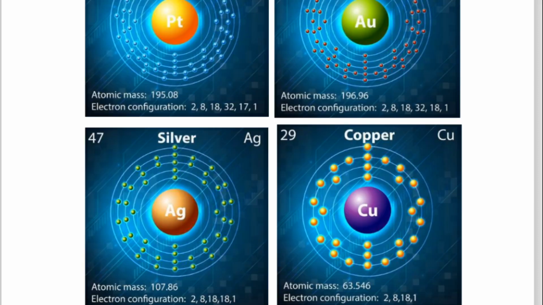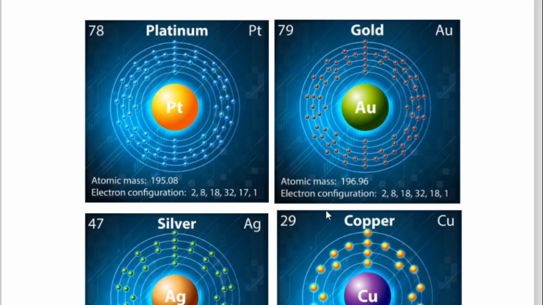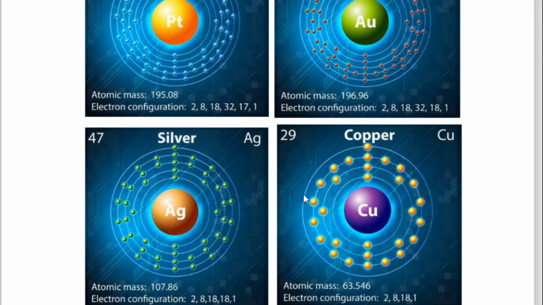Now let us compare platinum and copper. Platinum has atomic number 78, copper has atomic number 29, and therefore the conductivity of platinum is much greater than the conductivity of copper, because in case of platinum the electron in the outermost shell, which is called the valence band, is far away from the nuclei as compared to the electron in the outermost shell of copper.